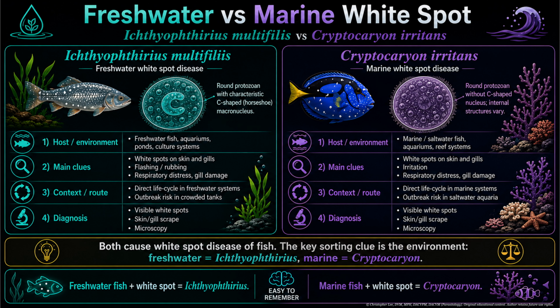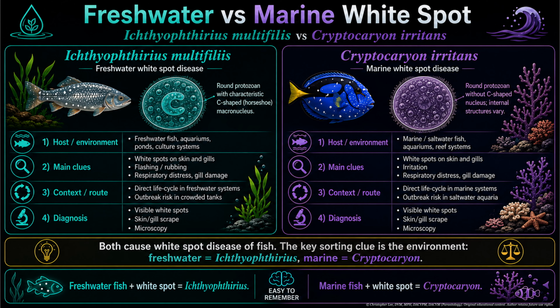Two ciliates can produce the same memorable presentation: white spots on the skin and gills, respiratory distress, and gill damage. The sorting clue is not the polka dot costume, it is the water. In freshwater fish, think Ichthyophthirius multifiliis, commonly shortened to ich. The prefix ichthyo means fish, which is a lot easier to remember than the full name. On microscopy, the large trophont classically has a C-shaped or horseshoe-shaped macronucleus.